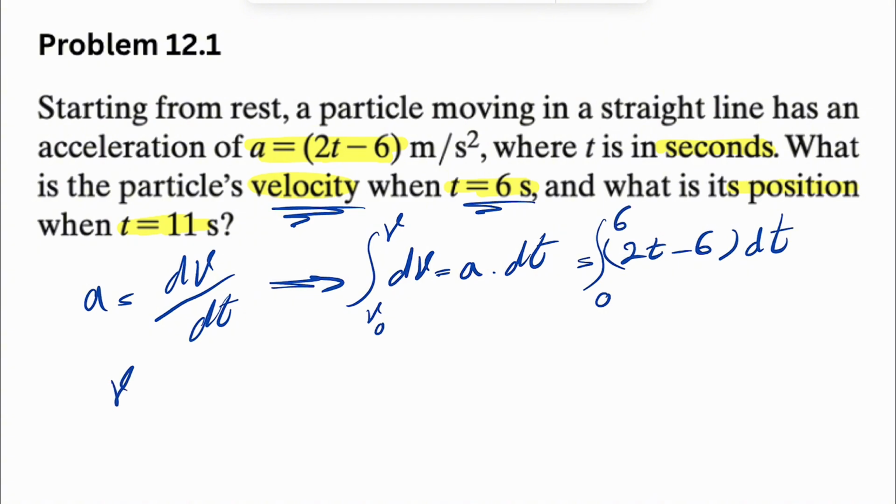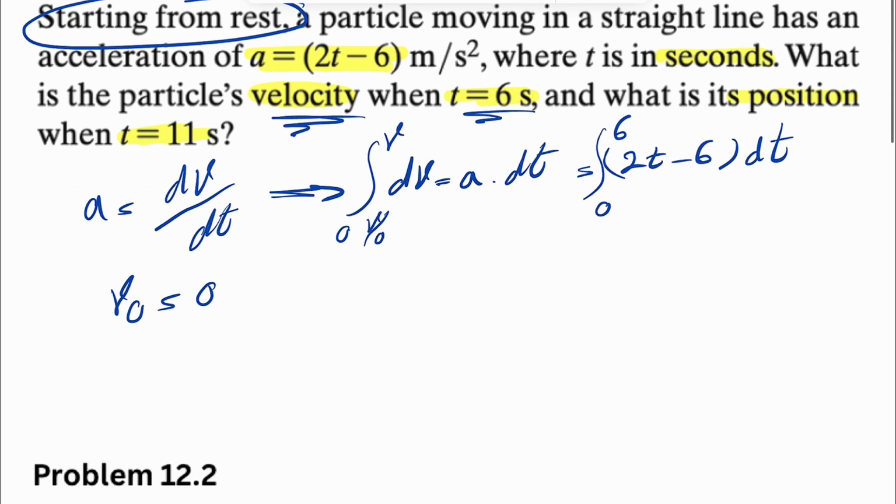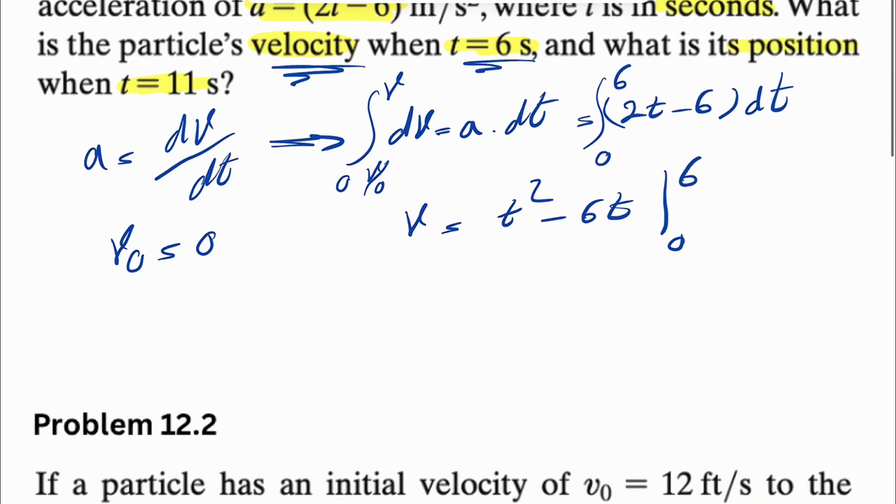Now we have to figure out the initial velocity, because the question is telling us that the particle starts from rest. That means the initial velocity is 0. So on the left side, v is equal to the integral of 2t minus 6, which is t squared minus 6t, from 0 to 6 seconds. So this should give us the velocity, 6 squared minus 6 squared, which is going to be 0. So that's the answer for the first part.